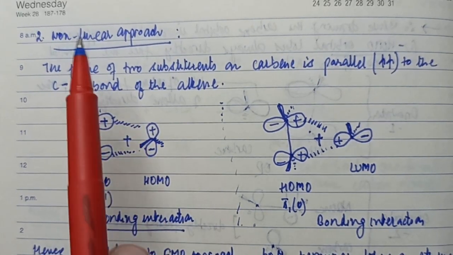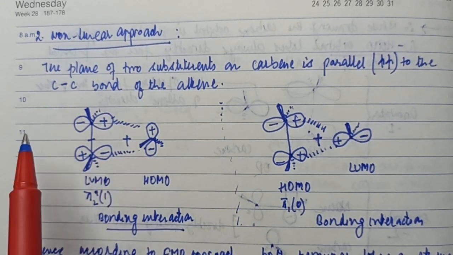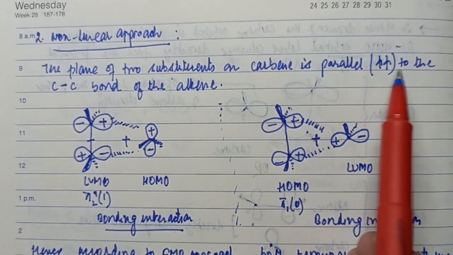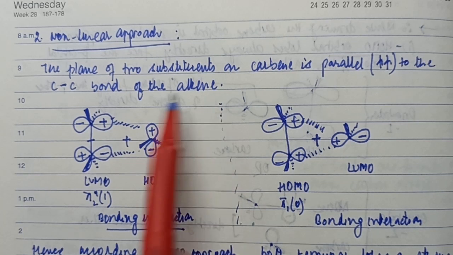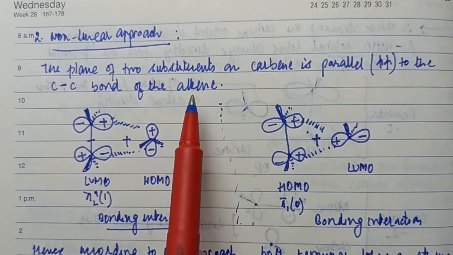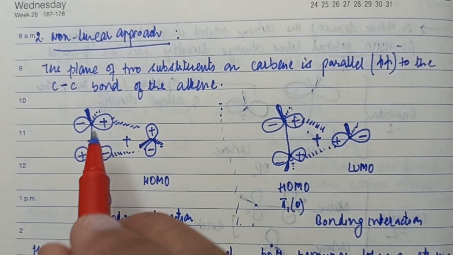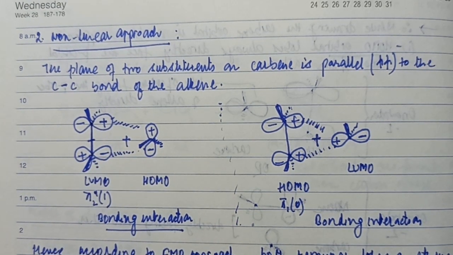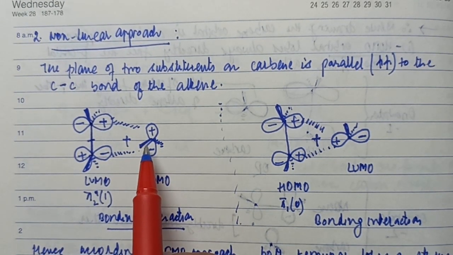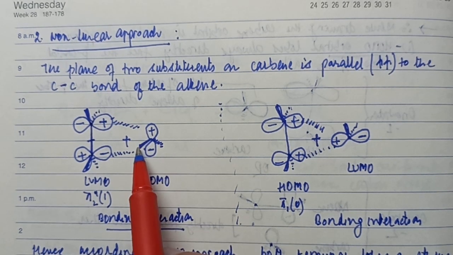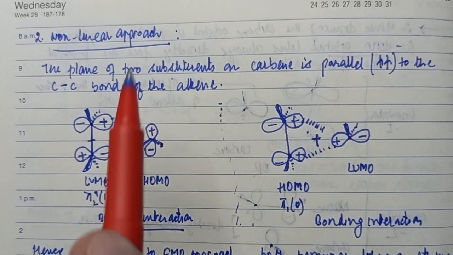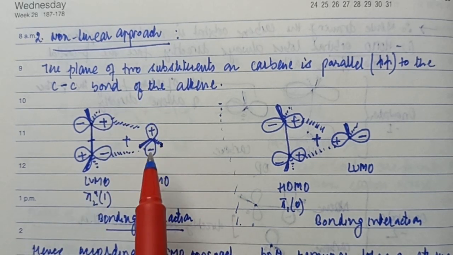And while considering the non-linear approach, one has to remember that the plane of the two substituents on carbene is parallel to the carbon-carbon bond of the alkene, the carbon-carbon single bond of the alkene. Therefore, if I draw the carbon-carbon bond of the alkene in this direction, then the plane of the two substituents on carbene, what are the two substituents on carbene? One here, one here. You can very well imagine that this bond would be above the plane and this bond would be below the plane.